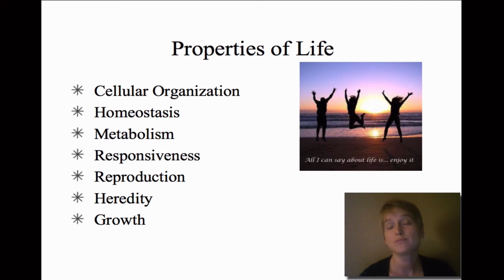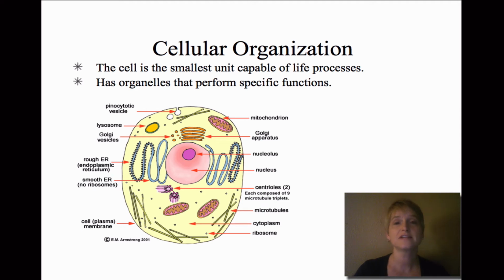So there are 7 properties of life, and this is a list of things that we use to decide if something is living or not. So we have cellular organization, homeostasis, metabolism, responsiveness, reproduction, heredity, and growth. And I'm going to go through this list one at a time and explain a little bit about what each of these means.